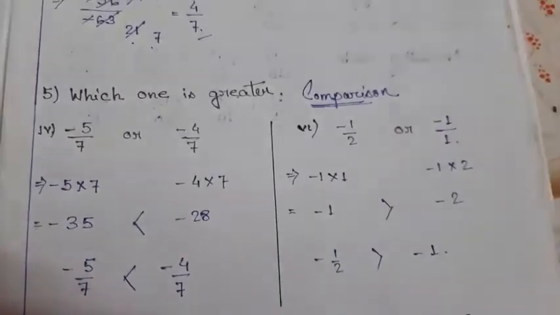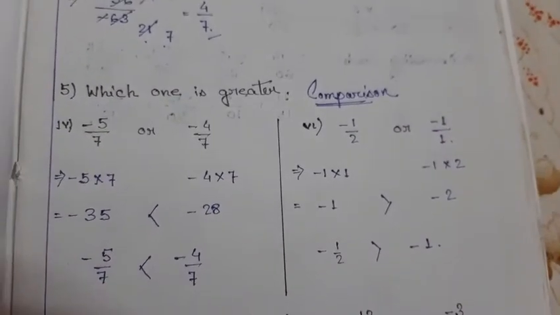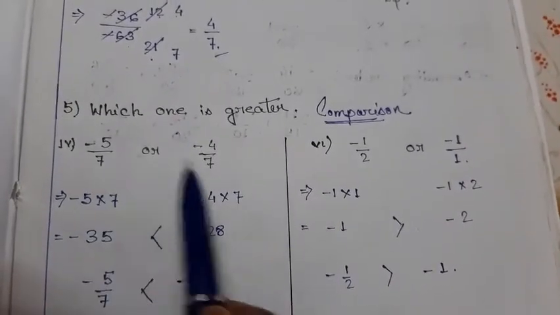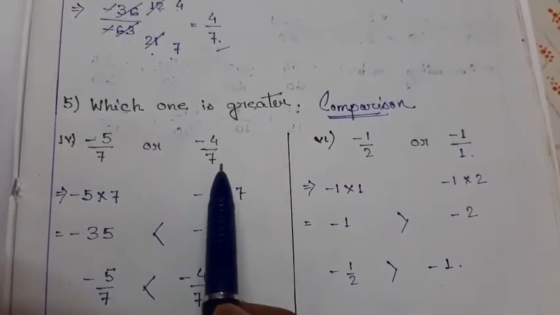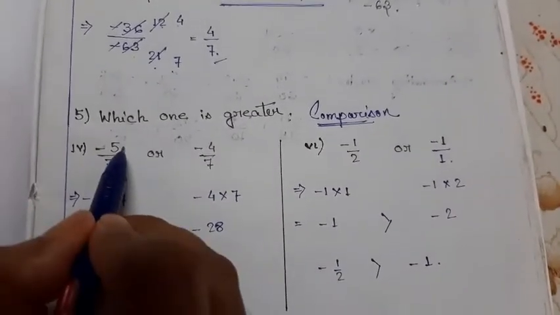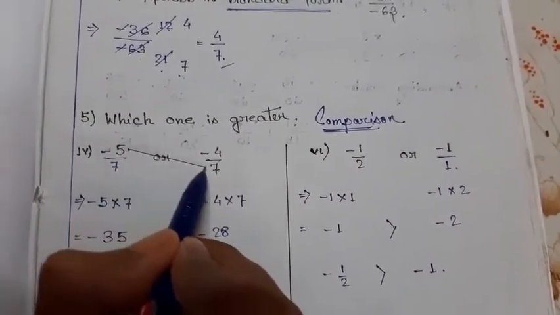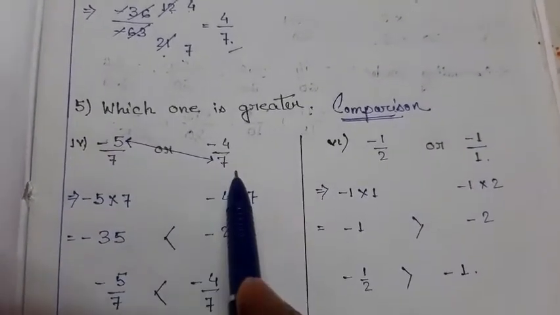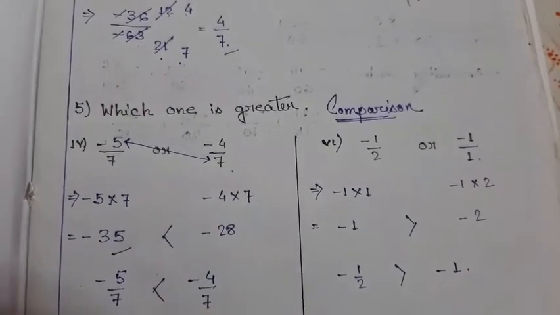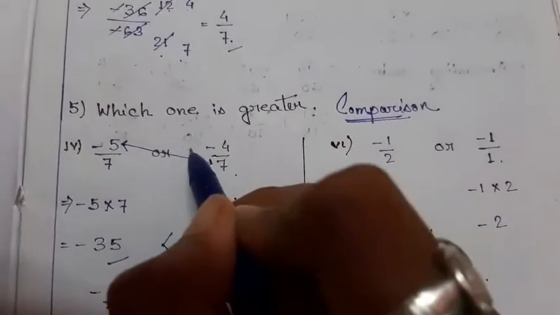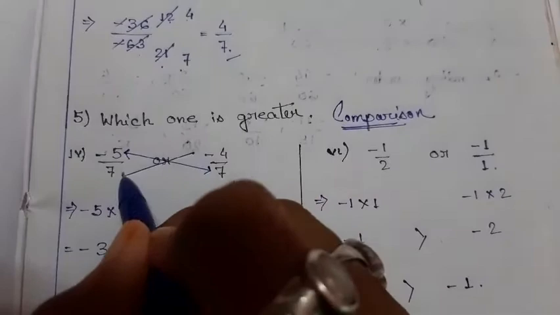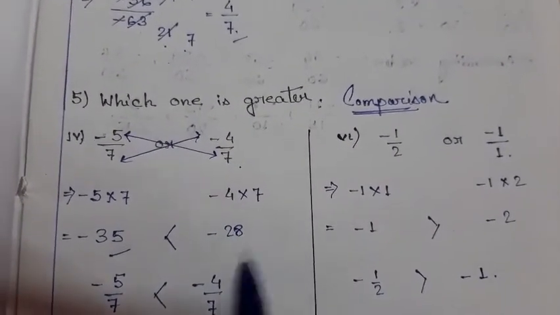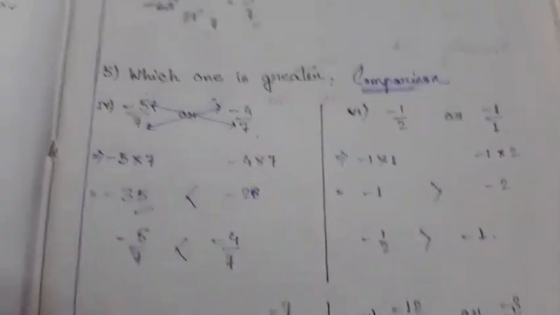If we have to compare or find greater or lower, then what we have to do? See, there were two fractions given in the question. We have to multiply the numerator of the first fraction with the denominator of the second fraction. That means minus 5 into 7, the answer will be minus 35. And now the numerator of the second with the denominator of the first. That means minus 4 into 7, the answer will be minus 28.